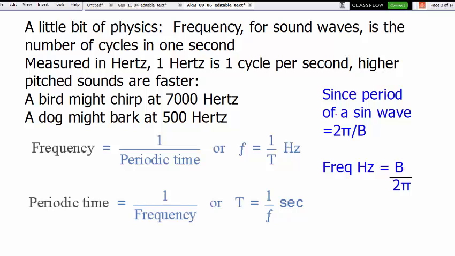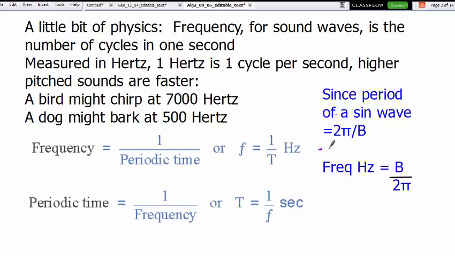So physics is used in dealing with waves, particularly with sound waves. Frequency is the number of cycles, which is a period, in 1 second. It's measured in hertz. So 1 hertz is 1 cycle per second, or 1 period per second. Higher pitch sounds are actually faster, and lower pitch sounds are going to be slower. But a dog bark, that would be about 500 hertz. So frequency and period are inverses of each other.